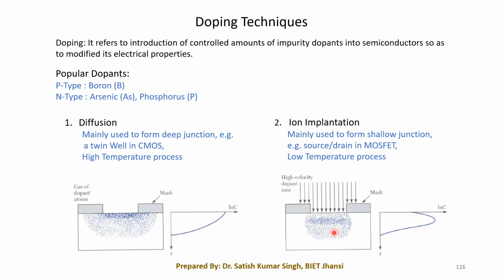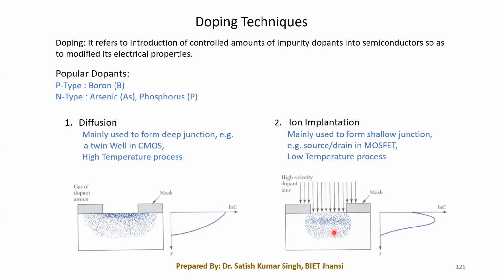So basically we have to look at the diffusion process: how this diffusion is performed, what diffusion is, and how materials or impurities can be incorporated into a silicon substrate by following a diffusion process.